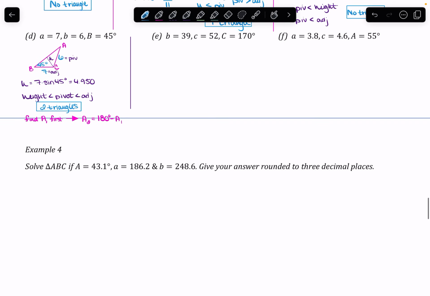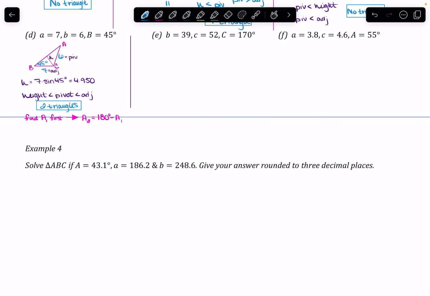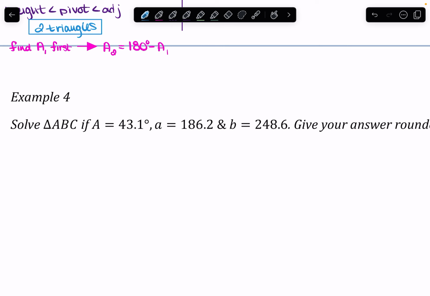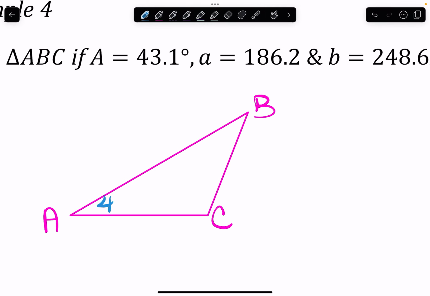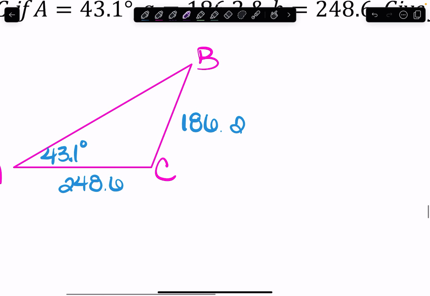Okay. All right. So example 4, solve triangle ABC if angle A is 43.1, side A is 186.2, and side B is 248.6. So here's my triangle. I'm going to go A, B, and C. All right, angle A, 43.1 degrees. Side A, 186.2. Side B, 248.6.